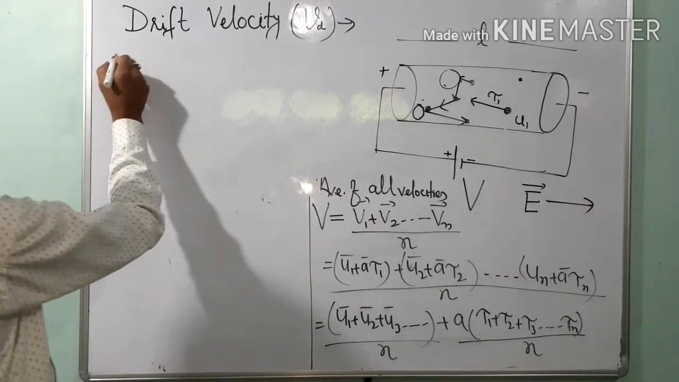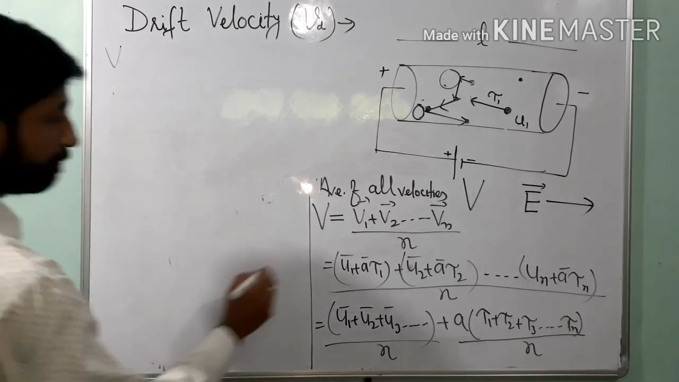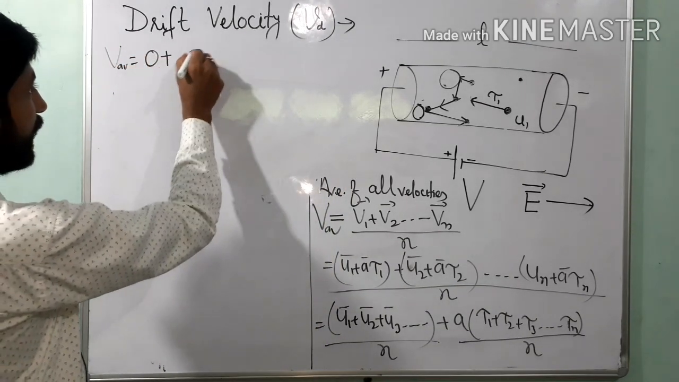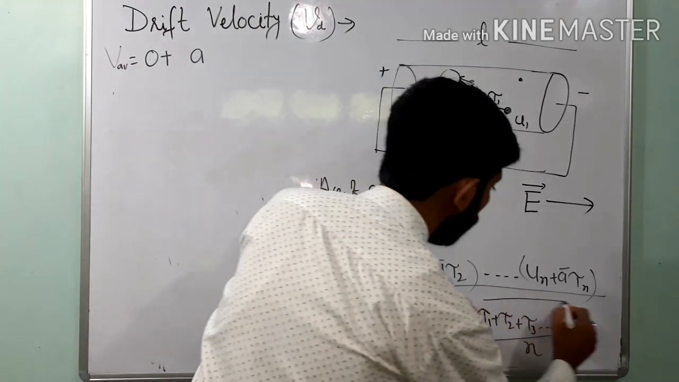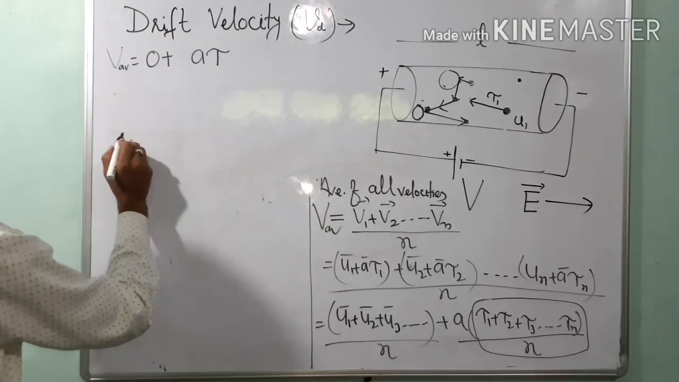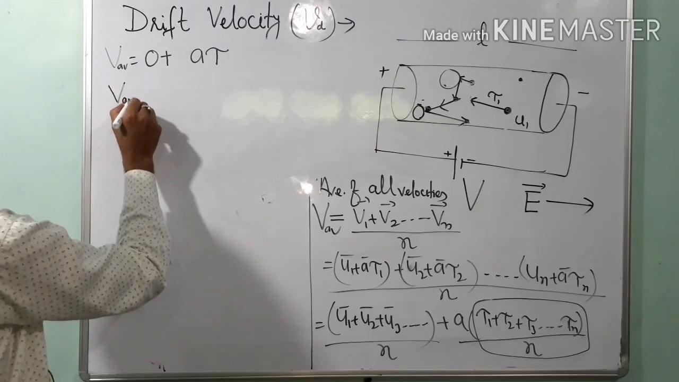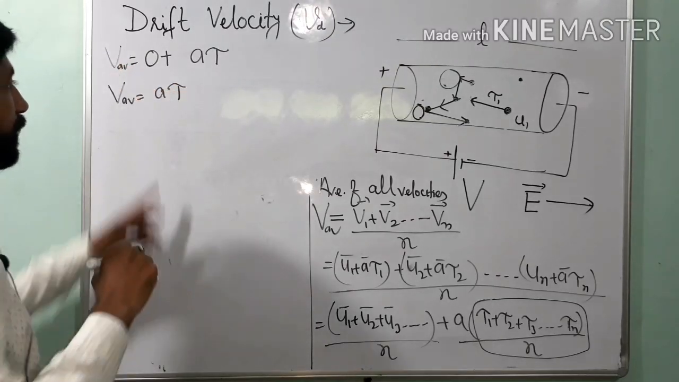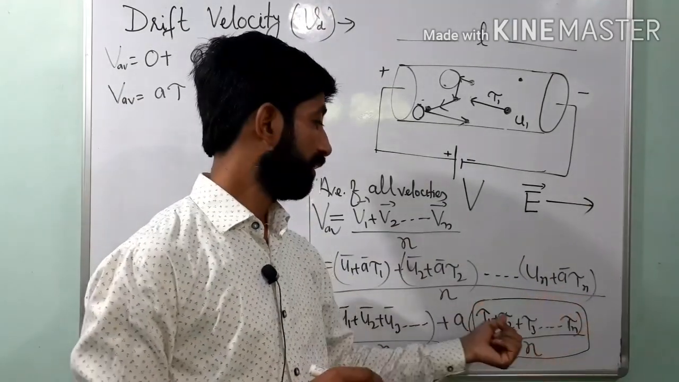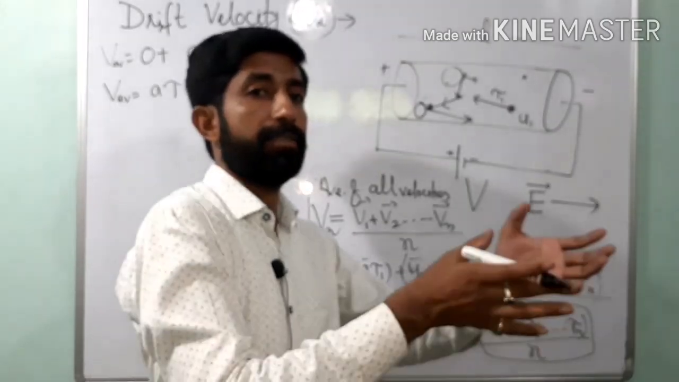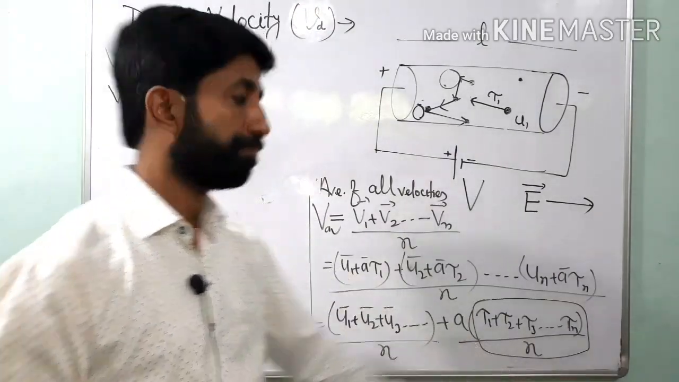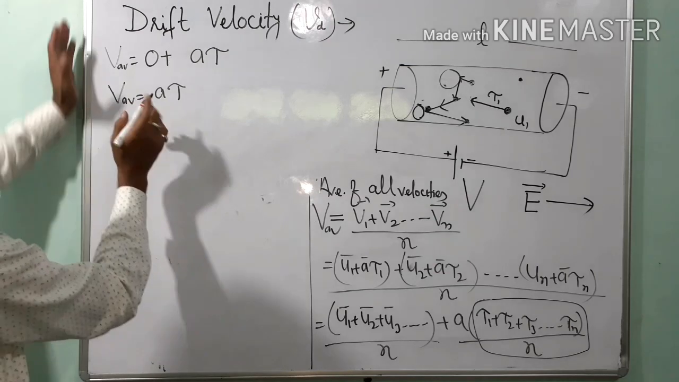What next is that v, the average velocity, or I must write average here. V average is equal to 0 plus a, and the average of all these tau is denoted by a single tau. That is, V average equals a into tau, where tau is the average value of all these tau 1, tau 2, tau 3. These are the time intervals in which the body has travelled a certain distance before the next collision for each and every electron, mind it. So this is the average electron velocity.